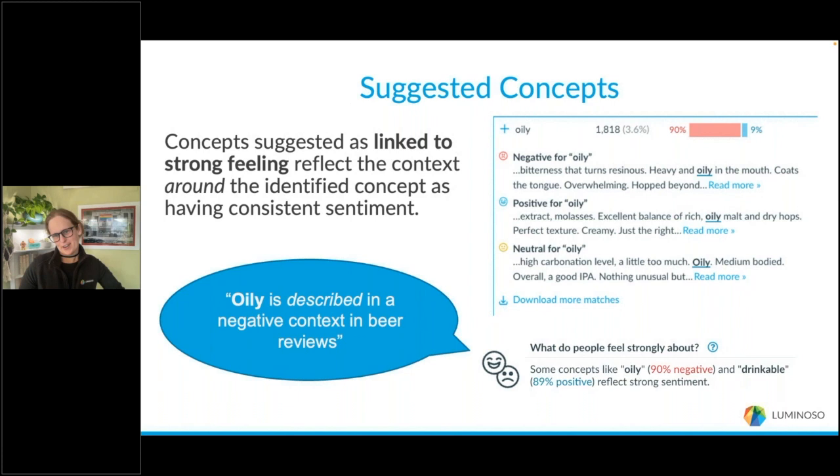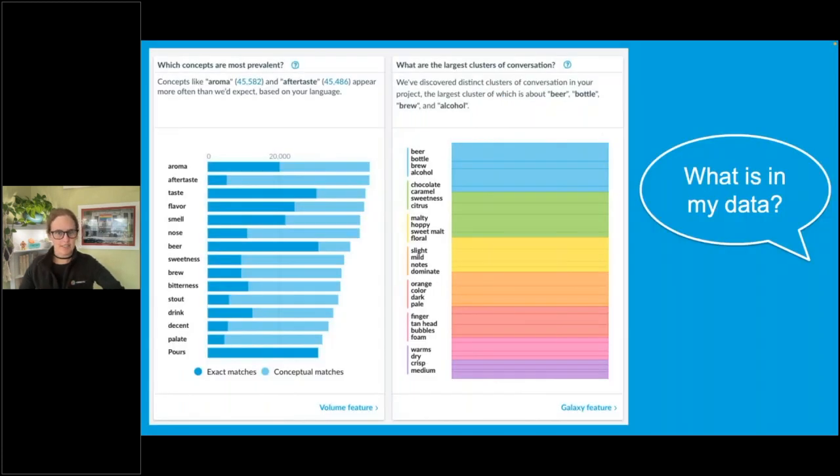So let's summarize what we've covered. One, what's in my data? What's prevalent? What are the conceptual matches? How did the AI come up with those? How do I find themes? And what is related to beer versus orange?